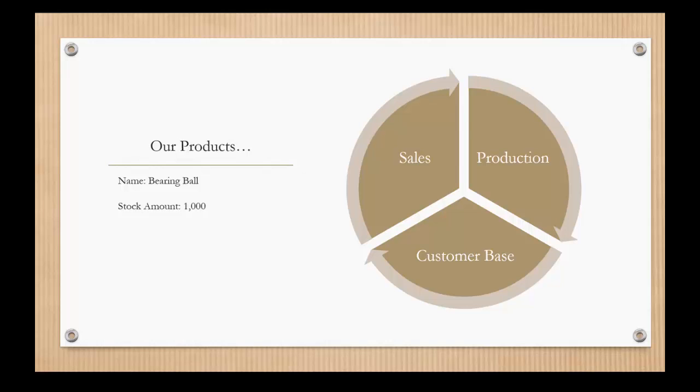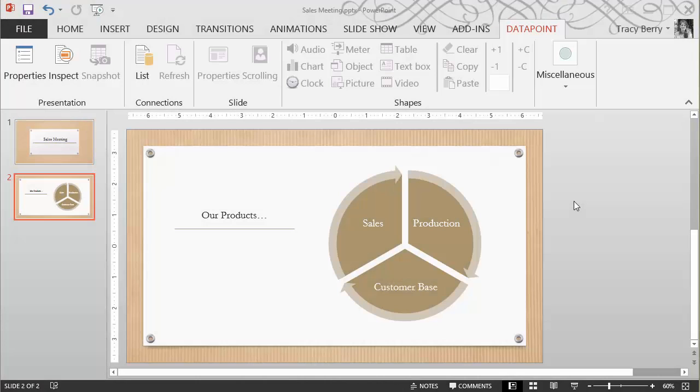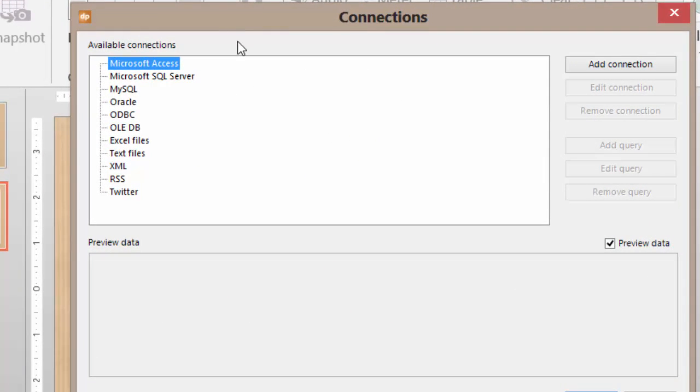Let's take a look at a step-by-step sample. I've already installed DataPoint so that it shows up in my PowerPoint as its own unique ribbon. I've created a new presentation and I'm ready to put in the placeholders. First, we'll go ahead and set up the data connection. To do this, we make sure we have our DataPoint tab active and then click on List in the Connections group. Choose the particular data source. Mine will be Microsoft Access. And to the right then, I will add a connection.